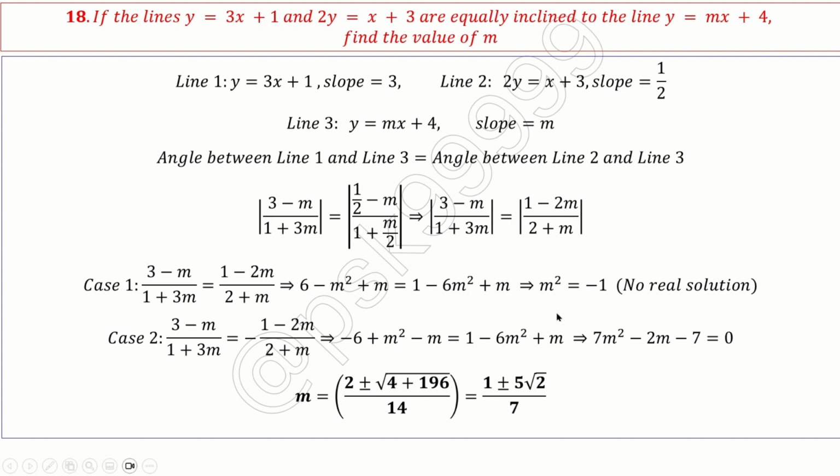If I take this one, I get one quadratic equation, but if you check the roots of this quadratic equation, there is no real root. m square equal to minus 1, we don't have a real solution. So this is not a valid condition. Second condition is this equation equal to minus of this value. Then I get another quadratic equation. If I solve it, I get m as 1 plus or minus 5 root 2 divided by 7. So these are the two slopes which are possible for the line y equal to mx plus 4, which will make it equally inclined with both these lines.